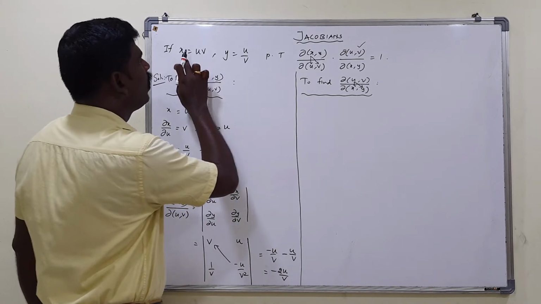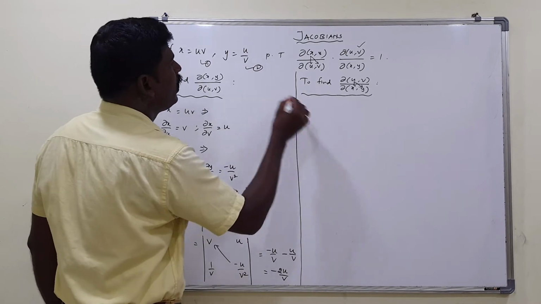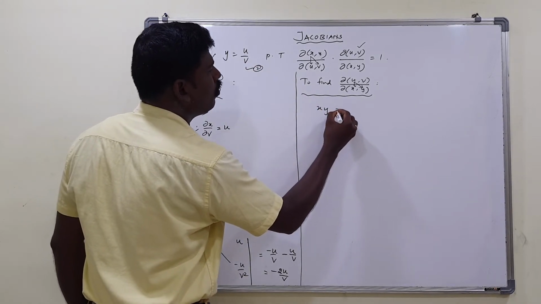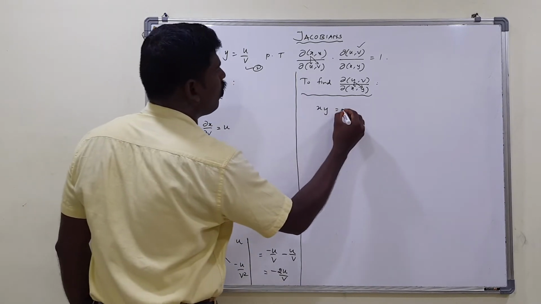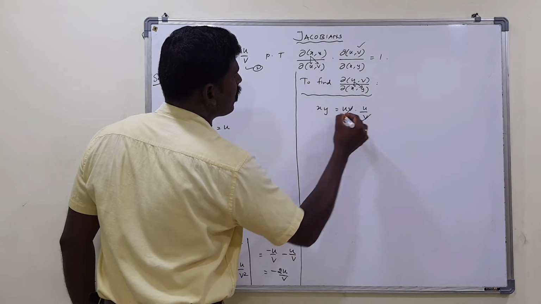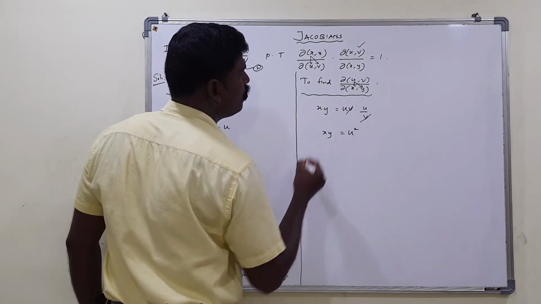Look here, what is given? We can call it this is 1, this is 2. Taking the product of 1 and 2, what will you get? x into y is equal to uv into u by v, isn't it? So v cancels out. So what you will get? u square. So xy is equal to u square.